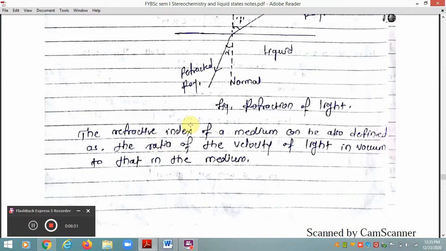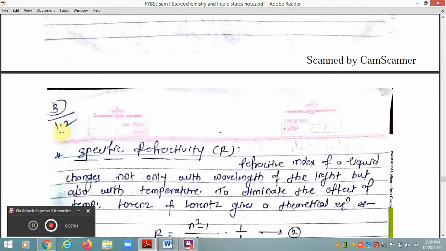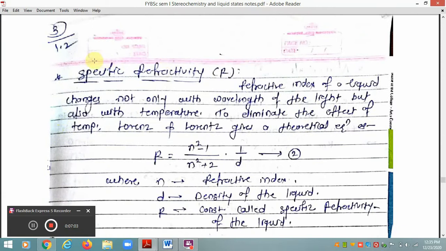The refractive index of the medium can also be defined as the ratio of the velocity of light in vacuum to the velocity of light in the given medium. So it can also be defined in terms of the velocity of light. And the first type of refractivity is called specific refractivity, indicated by R.